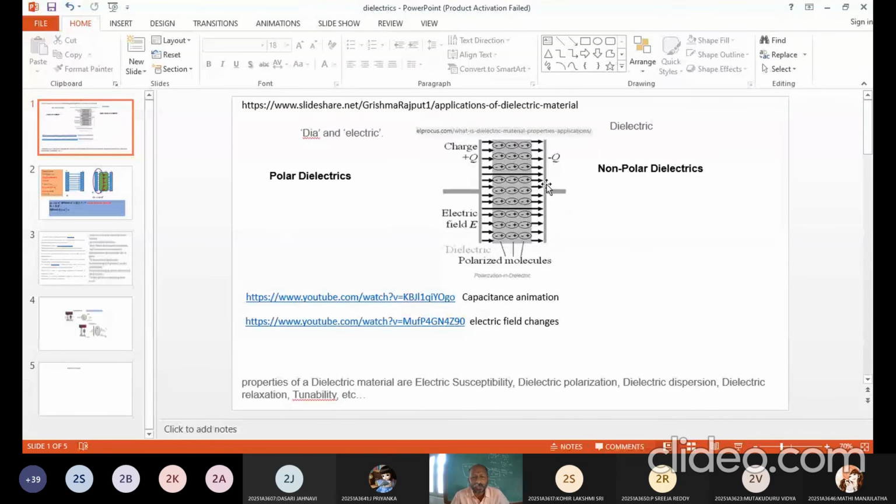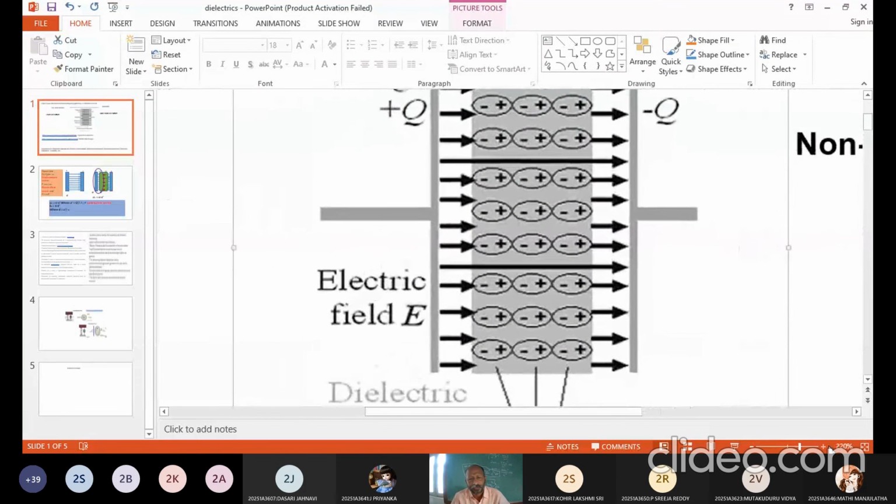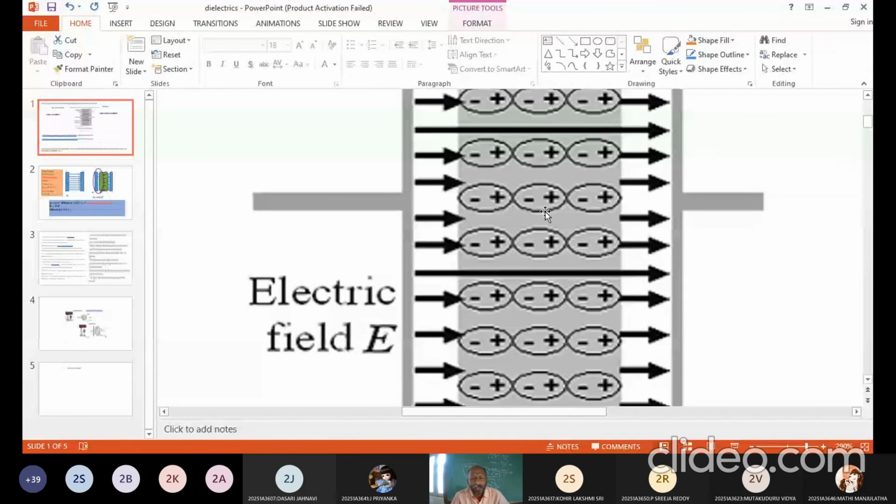As you see the picture over here, I'm trying to magnify it. This is generally a spherical atom or molecule. When an electric field is applied, what is the electric field direction? From which side to which side? Negative to positive. Okay, good. Do you all agree or not? Yes, sir. The line of force is from?